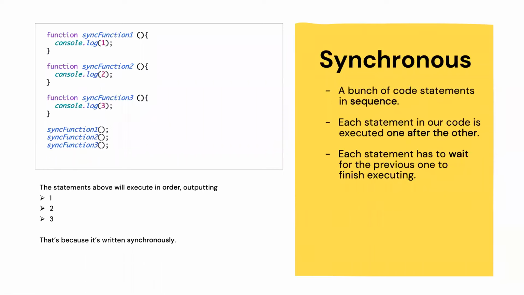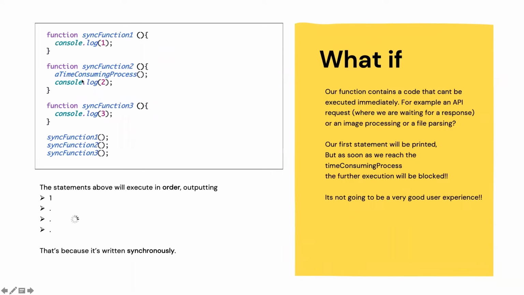A problem with this kind of code is, what if this particular function 2 is a time consuming thing? Suppose it's doing image processing, reading a file, fetching some data, or awaiting a response. Until this line of code gets executed, if it's a long time consuming process, we will have a user experience something like this: the user won't be able to click, the user won't be able to scroll, and everything will be frozen, which won't be a very good user experience.